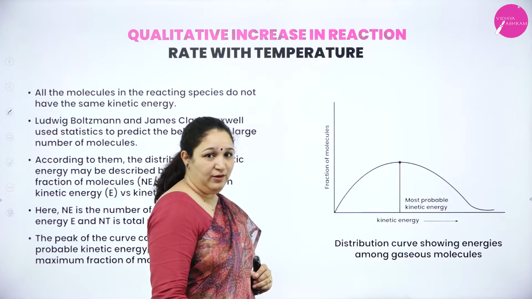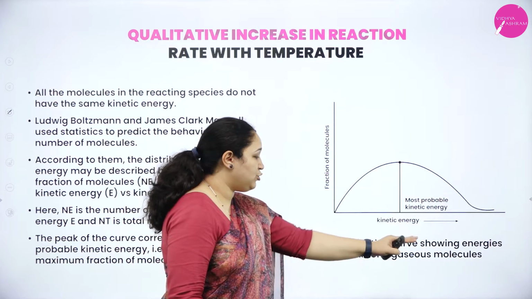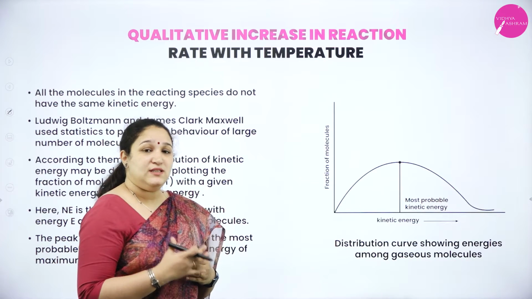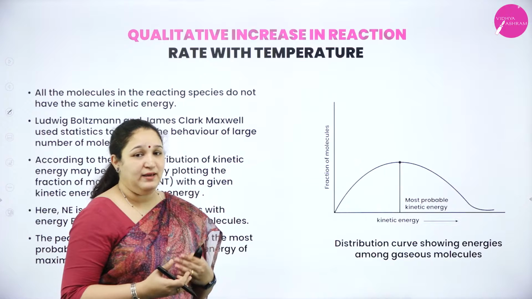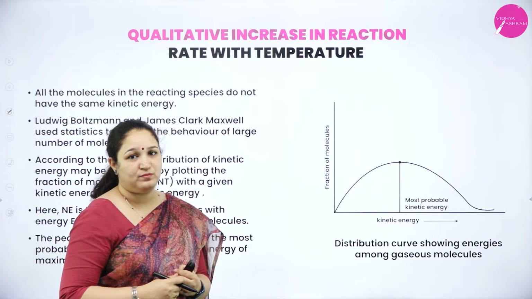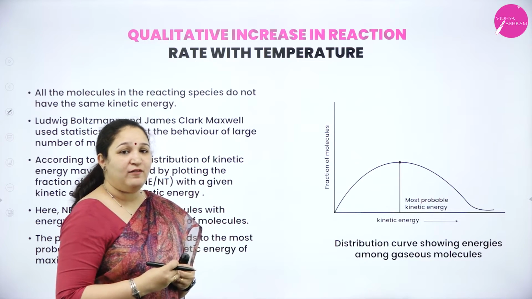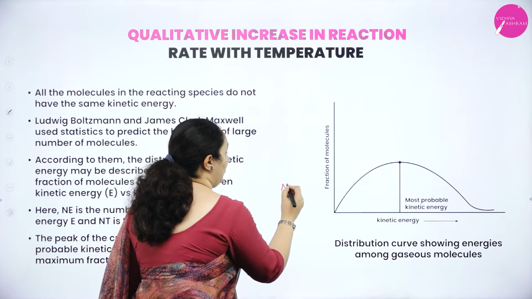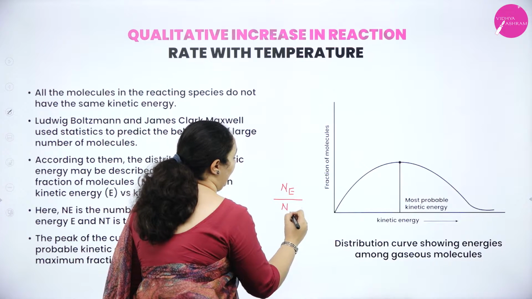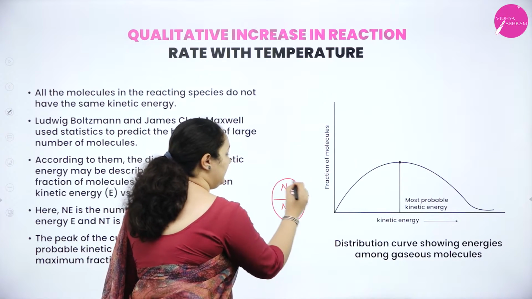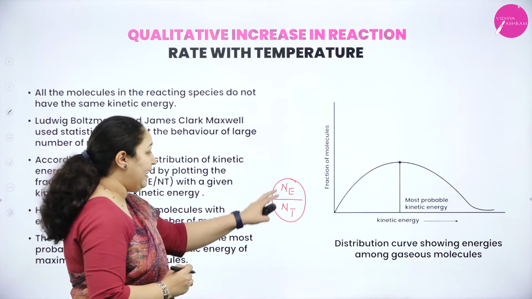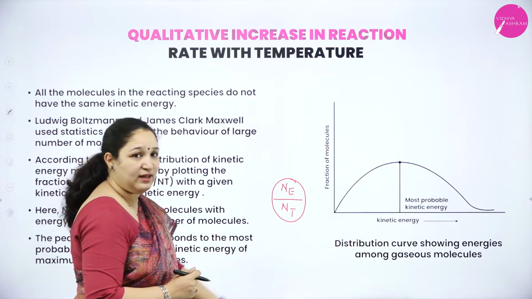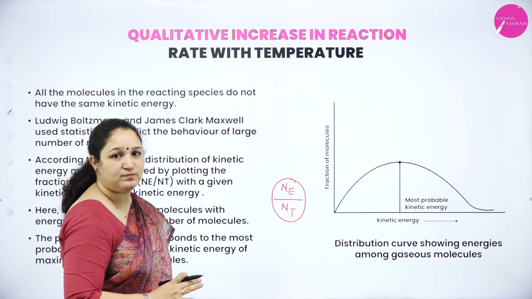Here we have a graph, that is the distribution curve showing the energies among gaseous molecules. This was actually explained by Boltzmann and Maxwell. What they did is they took the fraction of molecules, that is Ne by Nt. Now what is this Ne by Nt? Ne is the number of molecules with the energy E and Nt is the total number of molecules.